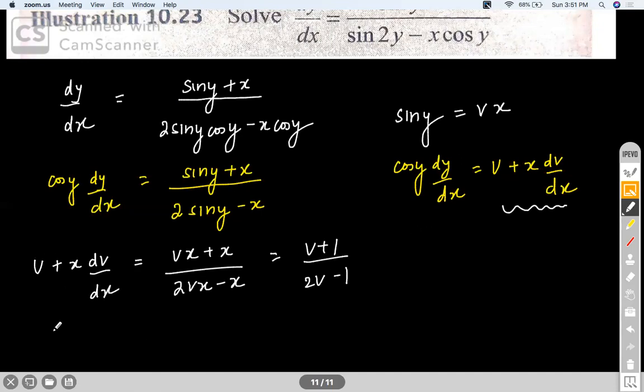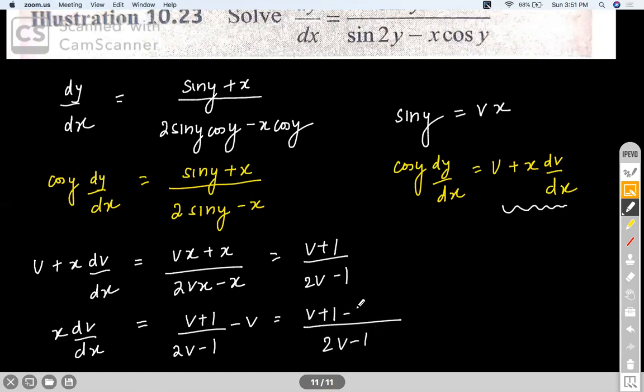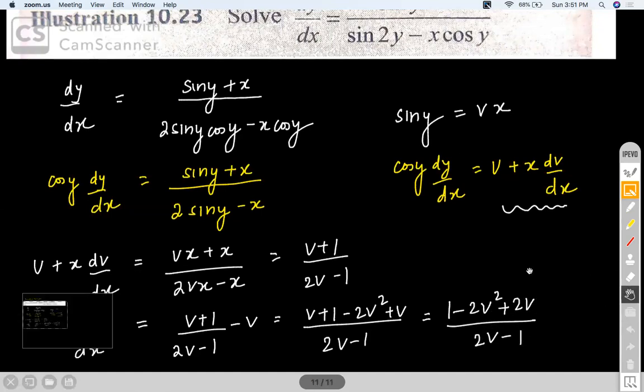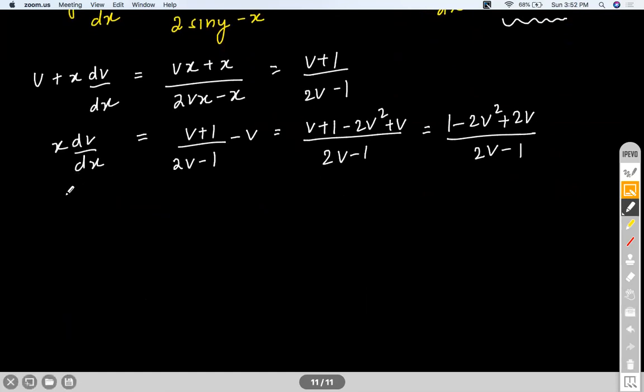Take the v on the right hand side, so x dv by dx becomes v plus (1 by 2v minus 1) minus v. I think if you simplify this, it is going to give you (2v minus 1)(v plus 1 minus 2v square plus v), okay, that's nothing but (1 minus 2v square plus 2v) by (2v minus 1). Hereafter you know what to do. It's a case of variable separable. So (2v minus 1) by (1 minus 2v square plus 2v) dv is equal to dx by x.